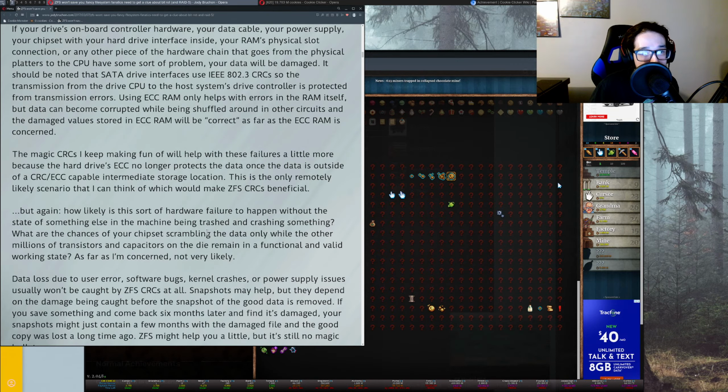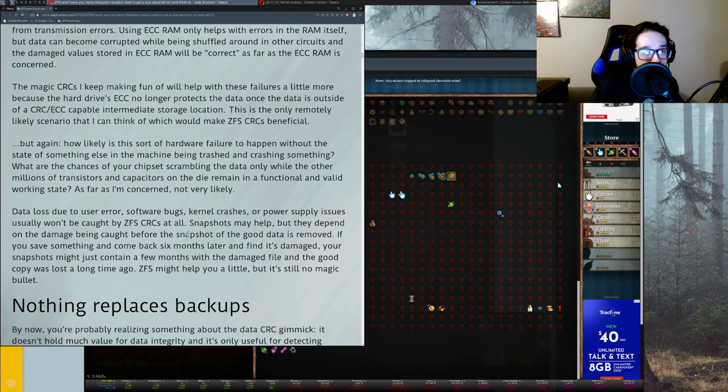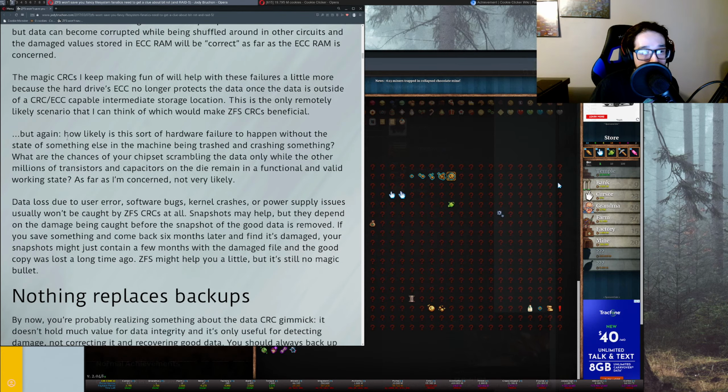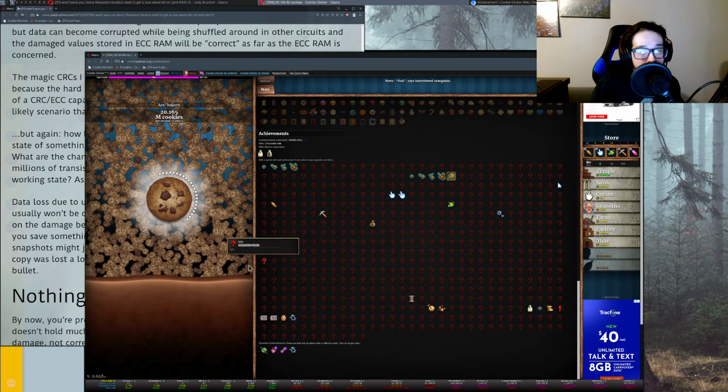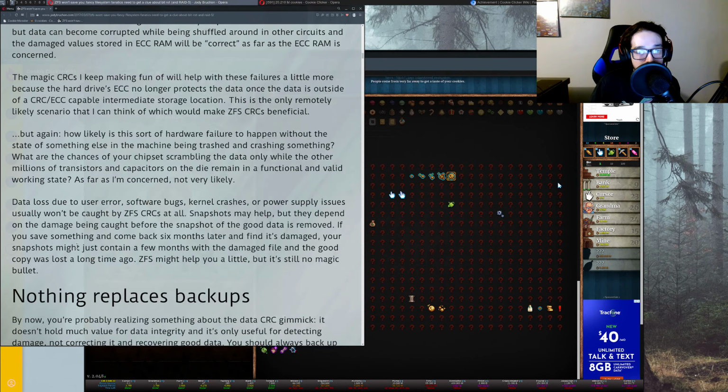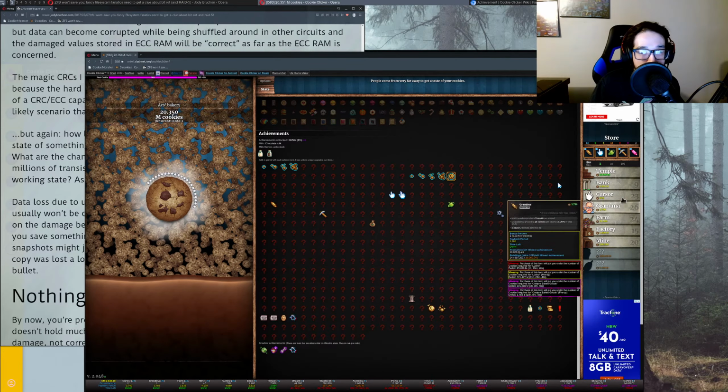Cool. But again, how likely is this sort of hardware failure to happen without the state of something else in the machine being trashed and crashing something?